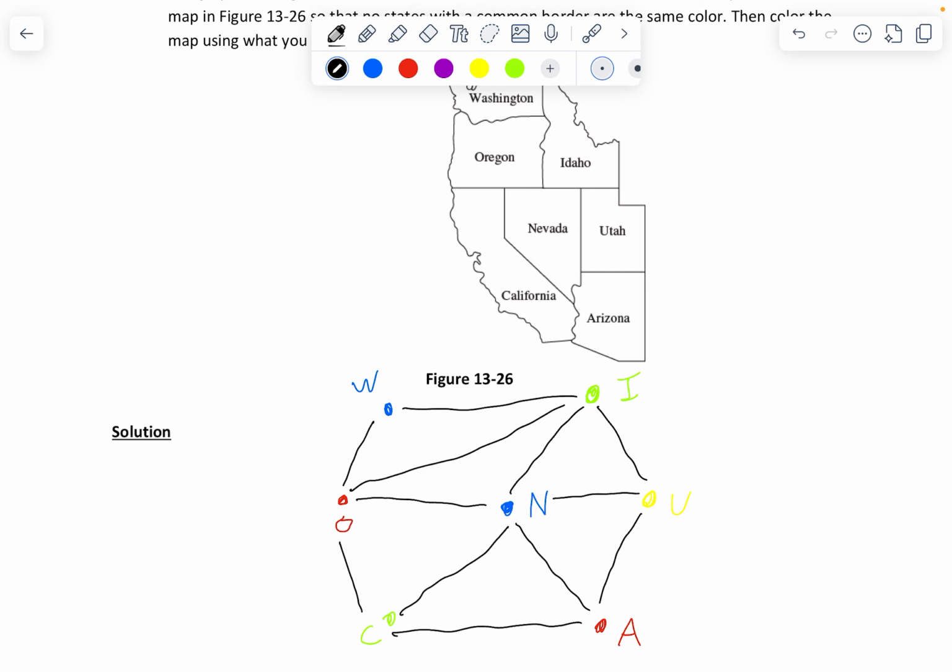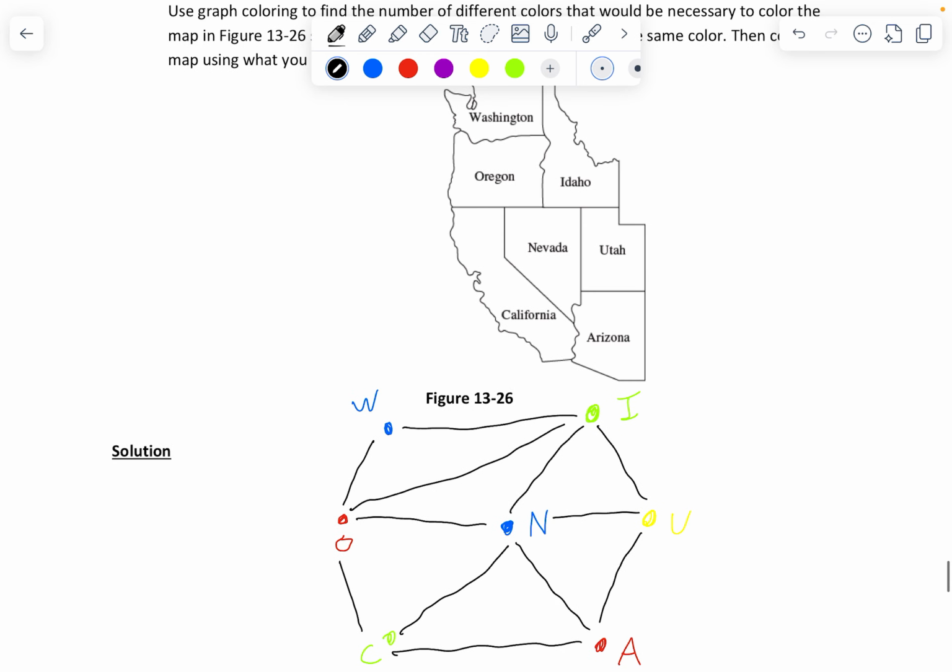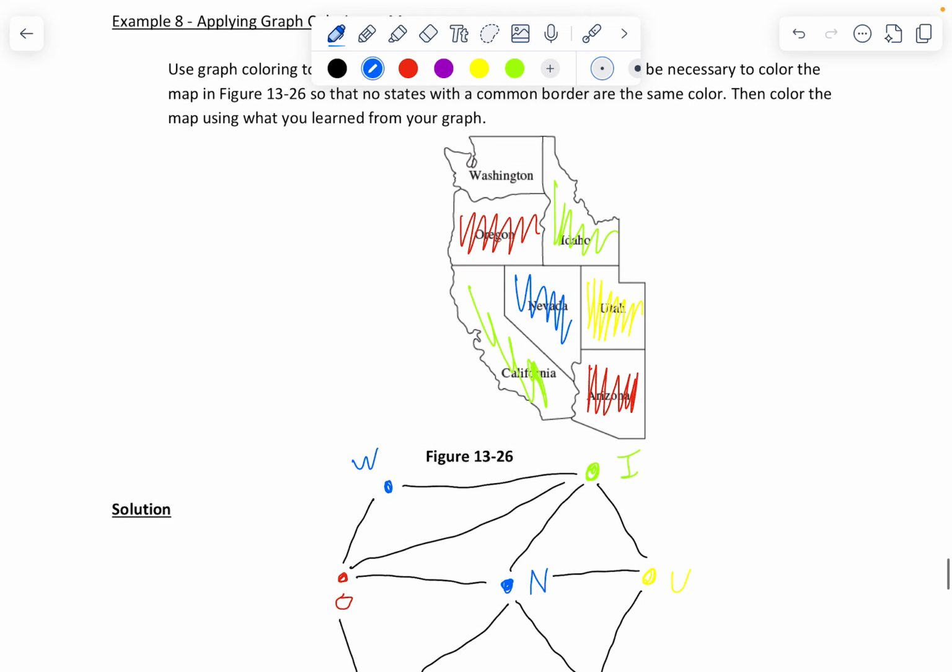Okay. If we were to shade it in on the actual map, right? I'd do something like this. There's Utah, Arizona, Oregon, Idaho, California, Nevada, Washington.